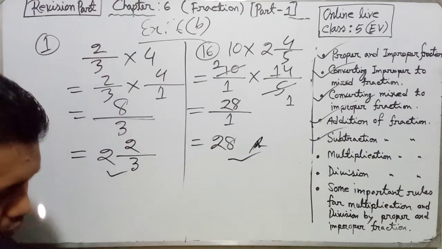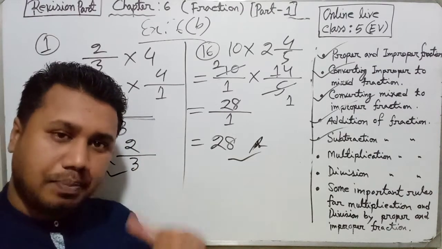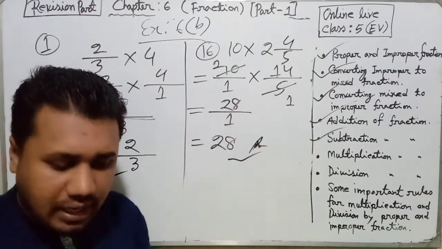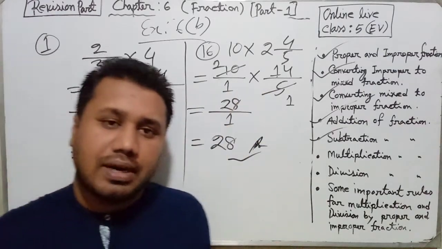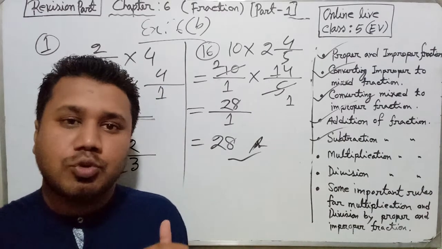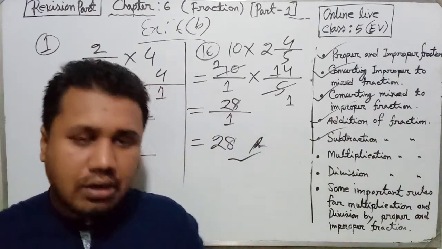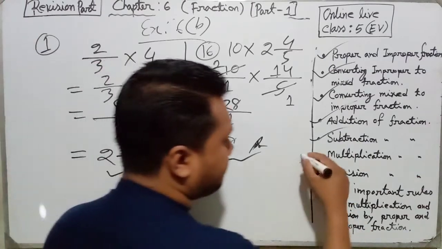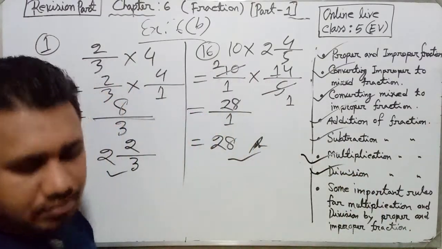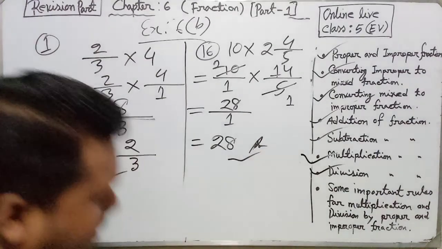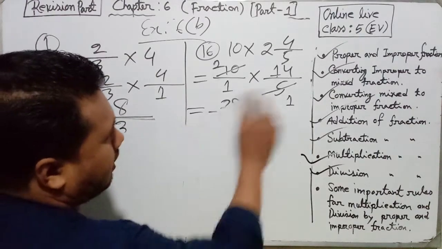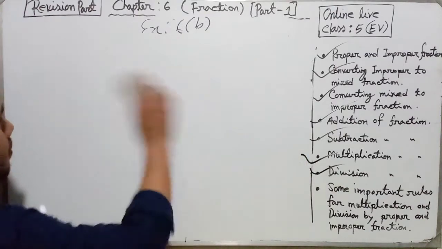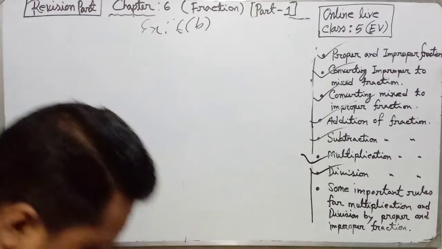Here it is just very simple. We have to minimize up and down. That means numerator by denominator and denominator by numerator. When your minimization part is completed, now we have to multiply numerator by numerator, denominator by denominator. Now, dear students, our last topic. Division. Now, division is actually the same as multiplication, but at first one part we have to mention.